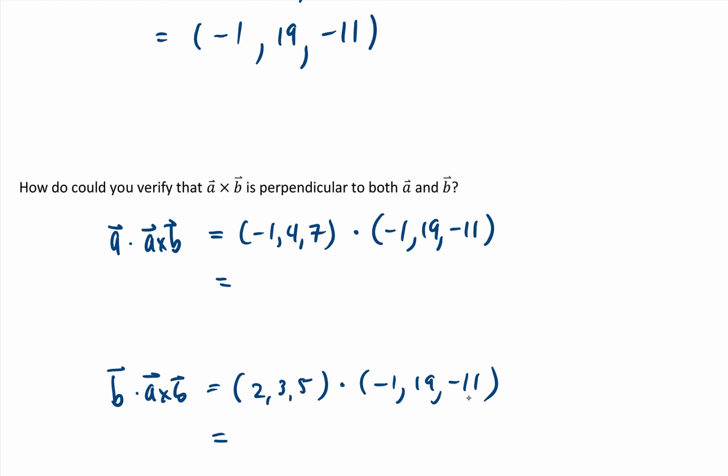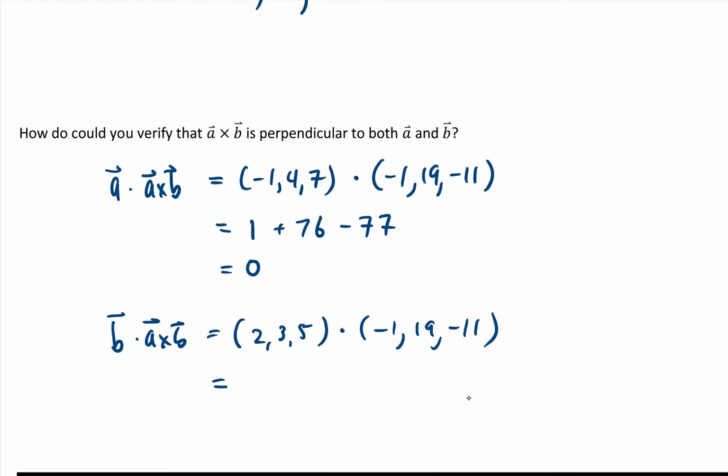So -1 times -1 is 1. 4 times 19 is 76, and 7 times -11 is -77. And you see we get 0. So this tells us that A cross B is perpendicular to A. And now we check the next vector. 2 times -1 is -2. 3 times 19 is 57. And 5 times -11 is -55. And again, we end up with 0. So A cross B is indeed perpendicular to both A and B, and A cross B is that one particular vector that satisfies the right-hand rule.